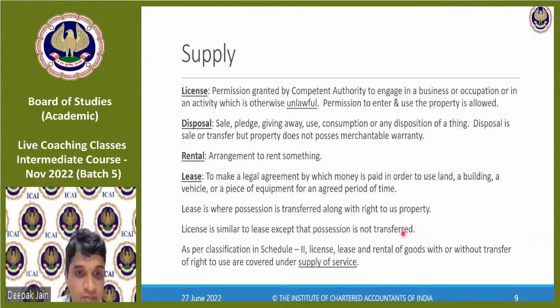As per classification in Schedule 2, license, lease, and rental of goods with or without transfer of right to use are covered under supply of service. So all license, lease, and rental, all of this are covered under supply of service under the classification of the schedule.